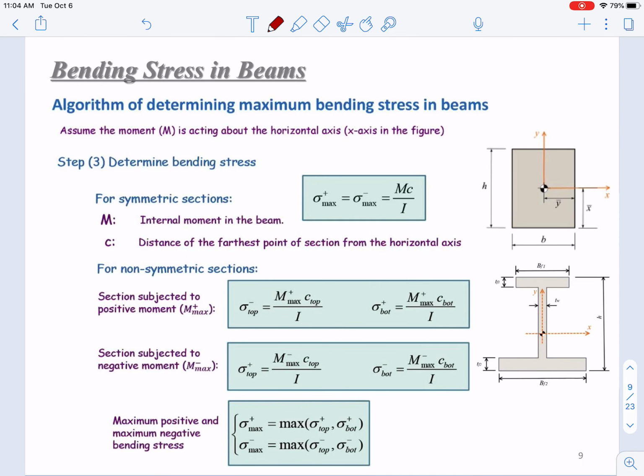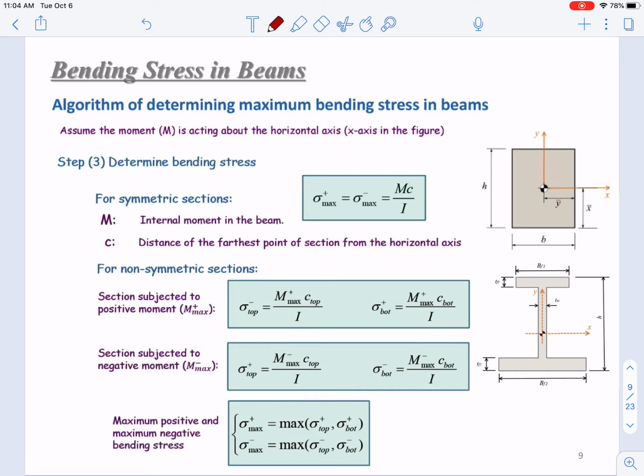And this is the equation to calculate the moment of inertia. Then in the third step, we will determine the bending stress. It can be positive or negative. Positive maximum moment, maximum tensile stress and maximum compressive stress. They are both calculated from this equation, M times c over I. But you just need to identify on which side you will have compressive stress, on which side you will have tensile stress.